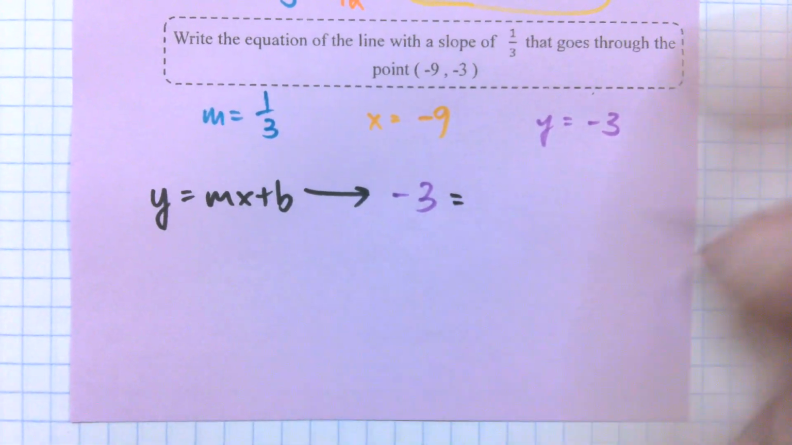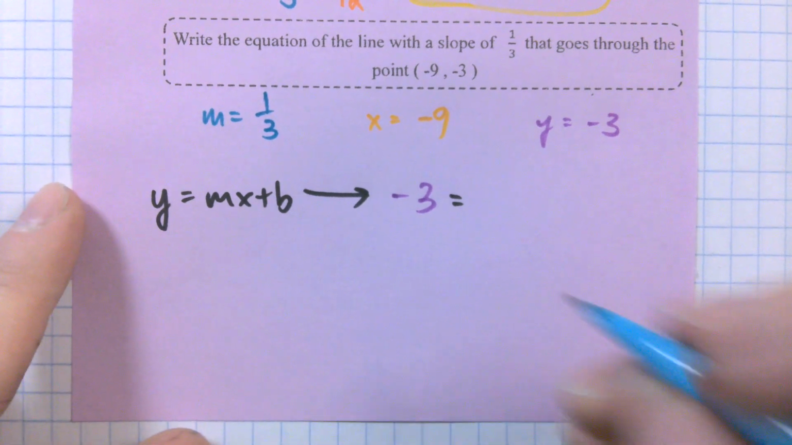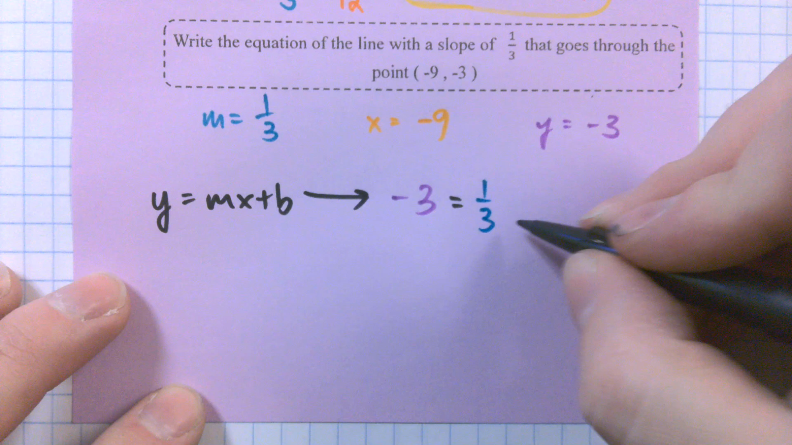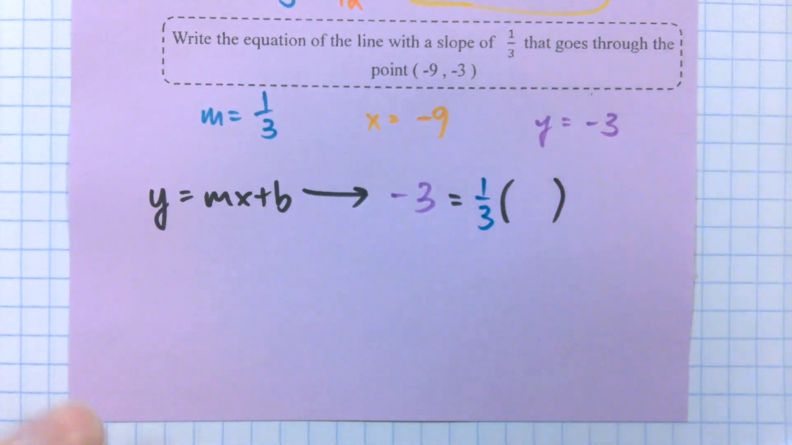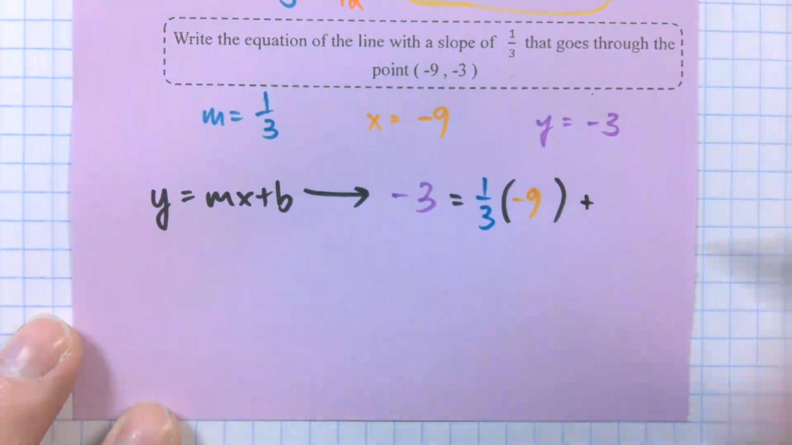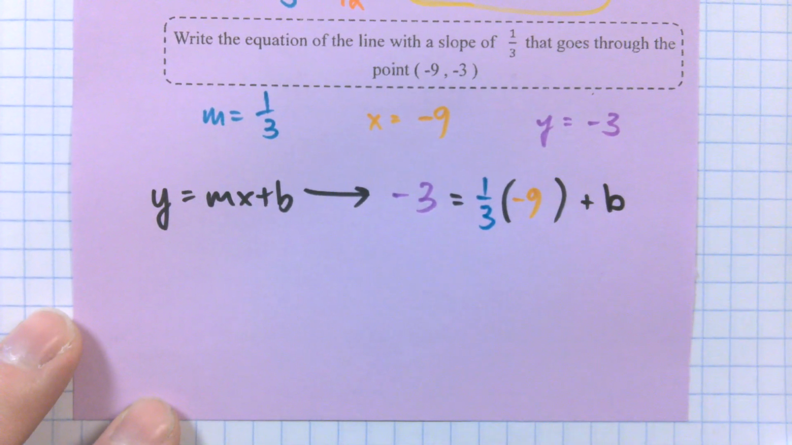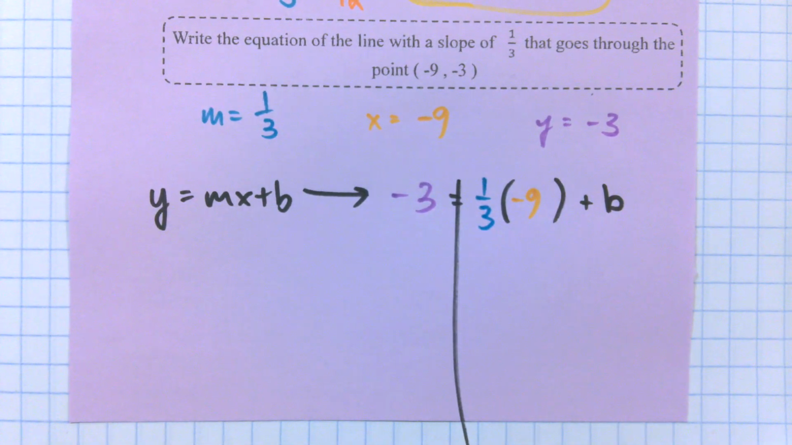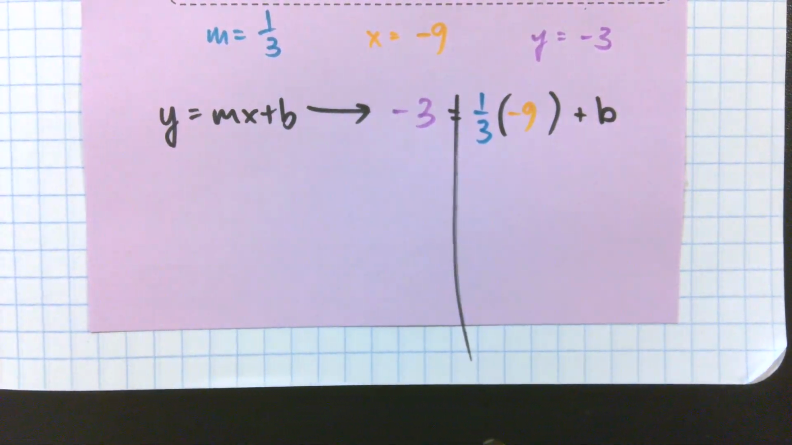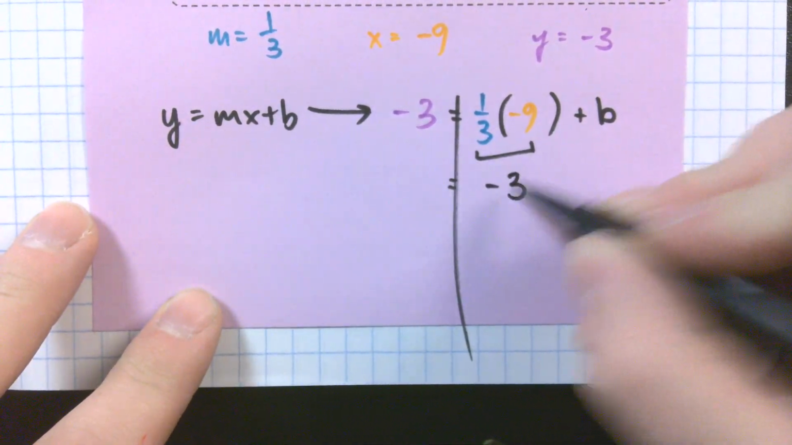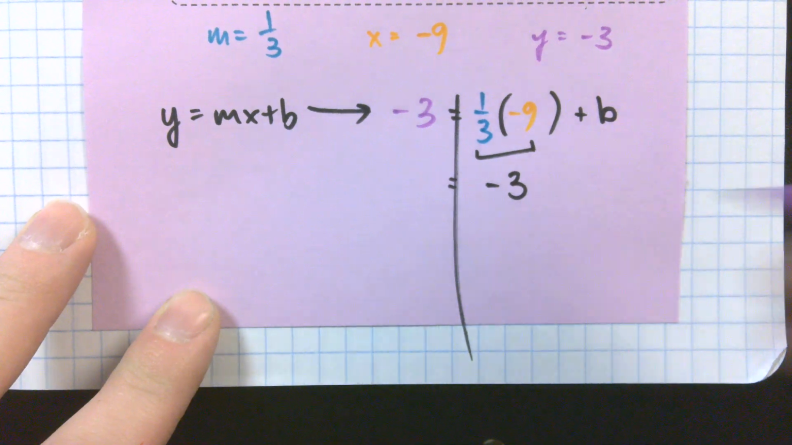Okay. And then put an equal sign. And then put your slope 1 over 3. Okay. And then do parentheses. And then put negative 9. Perfect. Plus b. What's b? We don't know yet. Oh, good. We don't know it. And then you draw a line through the equal sign, and then bring down. Oh wait, no. You divide negative 9 by 3, and you get negative 3. Perfect. And then bring down your plus b.